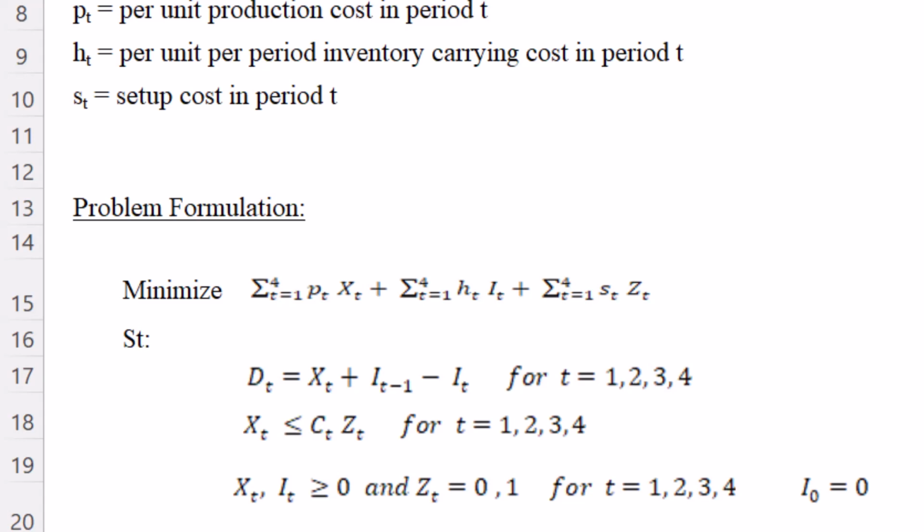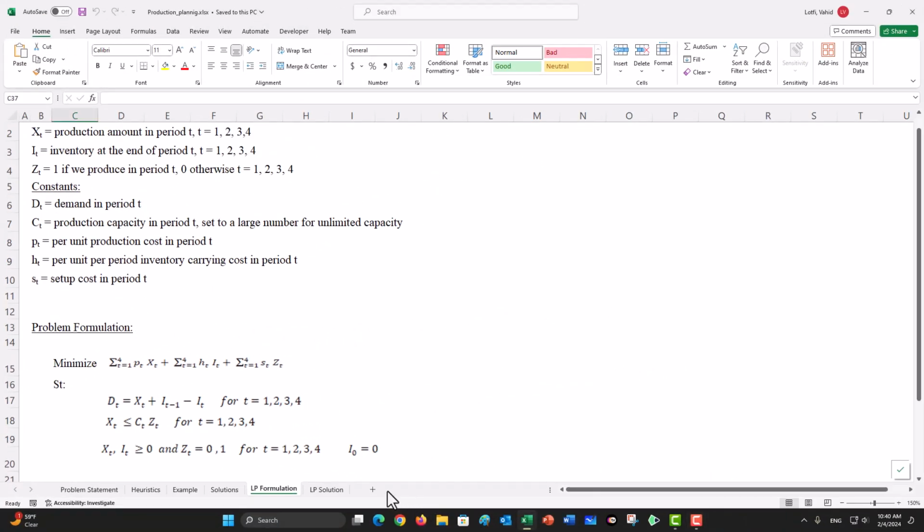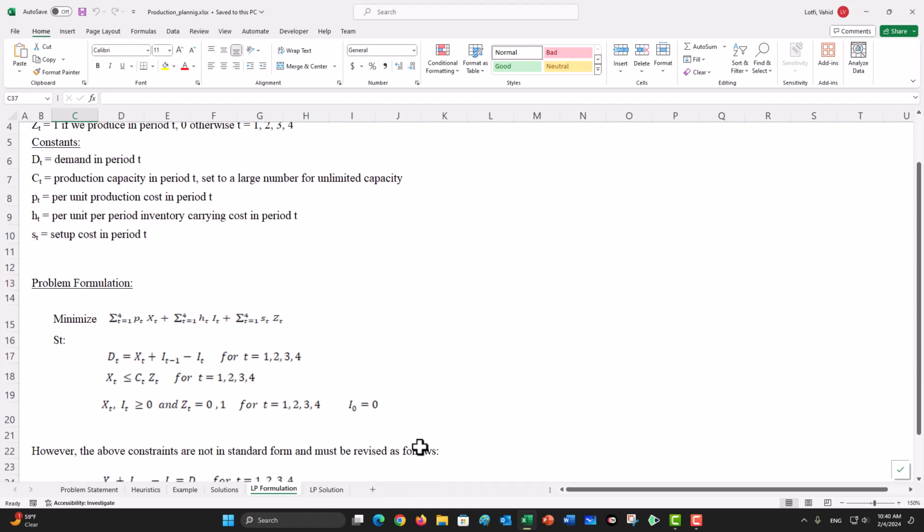And lastly, our non-negativity constraint. So x_t and I_t are real, greater than or equal to 0, and z_t is a binary variable equal to 0 or 1 for t equal to 1 through 4, and we must make sure I_0 is equal to 0, that is, the beginning inventory is zero. This problem, however, is not in the standard form.